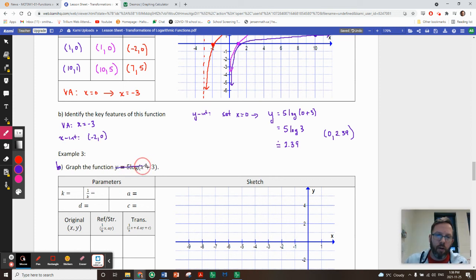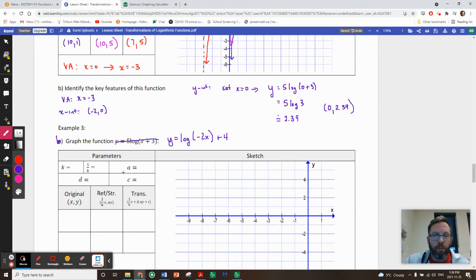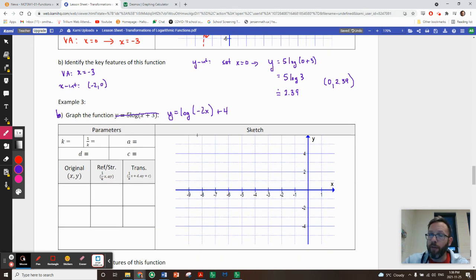So this will be updated on your lesson sheet. I just got to fix it on mine. y equals log of -2x plus 4. Okay. Yeah, that'll be fixed on the lesson sheet I post. All right. So we are transforming the common log function, y equals log x.